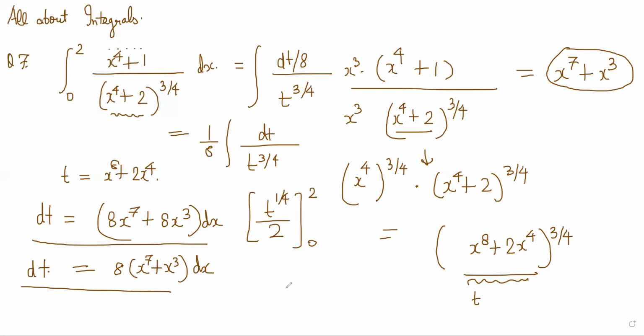Put back the t. T is x power 8 plus 2x power 4, the whole to the power 1 by 4, by 2, from 0 to 2. So the answer for this will become now, if you put back t, it will become 2 power 8 plus 2 into 2 power 5. So 2 power 8 is actually 256 plus 32. So that becomes 288, and 288 by 2 gives 144, right?